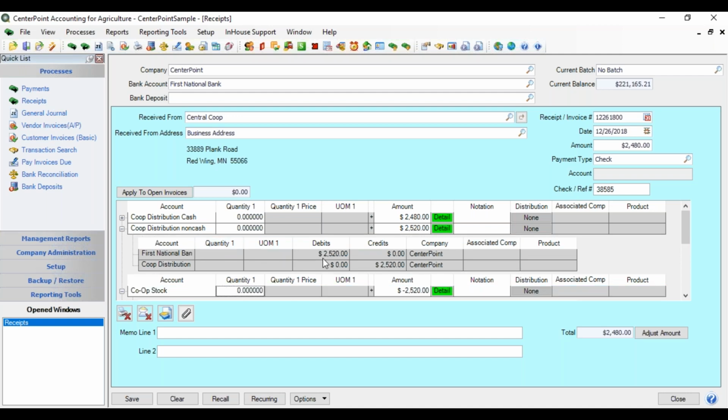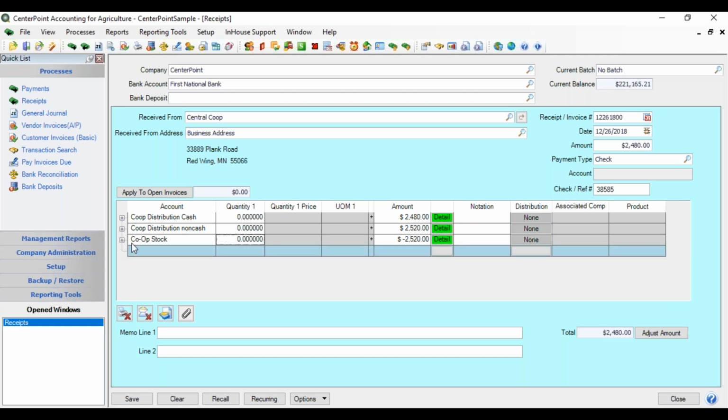You can see in this line, we debited the bank $2,520 and we credited increasing the revenue for co-op distribution non-cash. So these two lines are increasing and decreasing our bank account, resulting in our bank not changing value at all by the non-cash portion. It's only going to be increased by our co-op distribution cash portion of the $2,480.